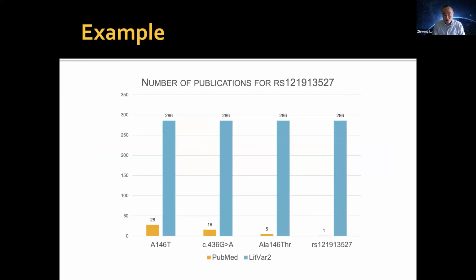In the newer version of LitVar2, when you search using any of those variant names, either the genomic one, the protein level one, or the RSID, you will see the same number of articles returned. And in this case, that's almost 10 times higher compared to the original search if we were just using the A146T.